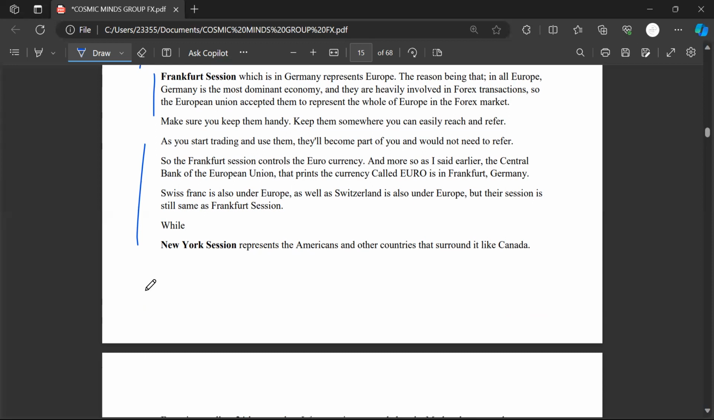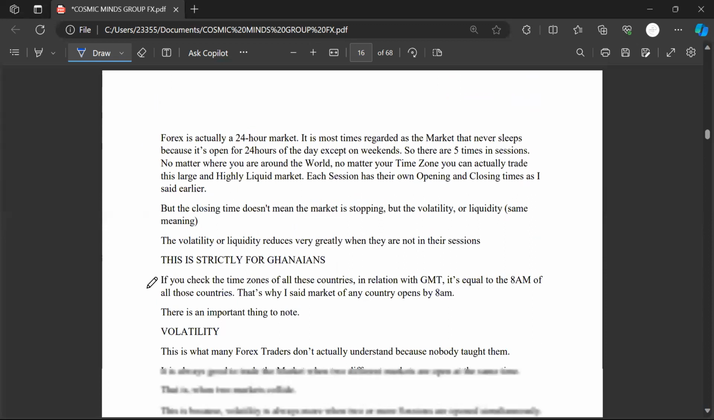So that is it. Now, forex is actually a 24-hour market, right? Within a day, you can trade the whole day. It's not like you go to work at 8 a.m. and it closes at 5 p.m. No, you can actually trade the whole day, right? It is most times regarded as a market that never sleeps because it is open 24 hours of the day, except on weekends. So there are five sessions.